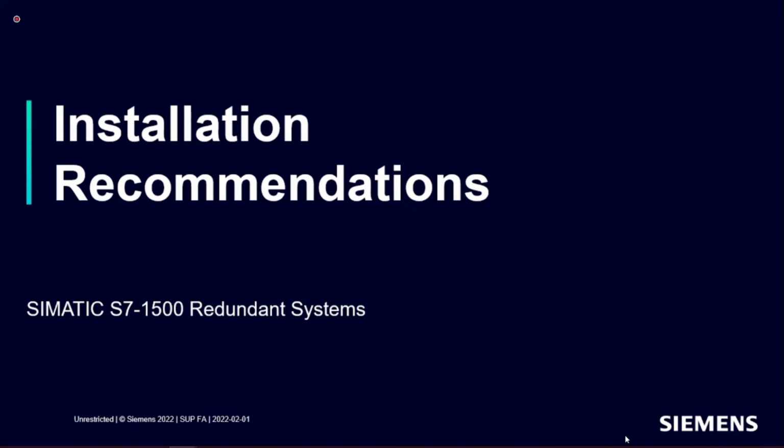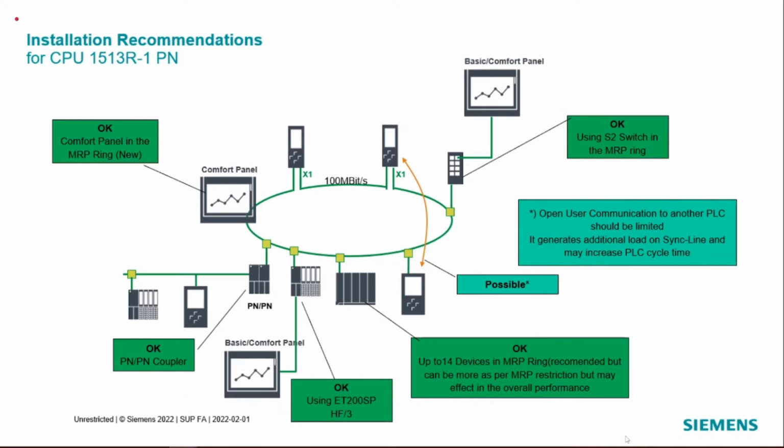Coming to the installation recommendation. After getting different queries and different configurations, we have seen that different requirements come, whether it is R or H, and what type of requirement comes. Depending upon that, we have made some architectures which will be helpful to understand. So for a cost effective solution, where there are fewer IOs, normally people go for 1513R.